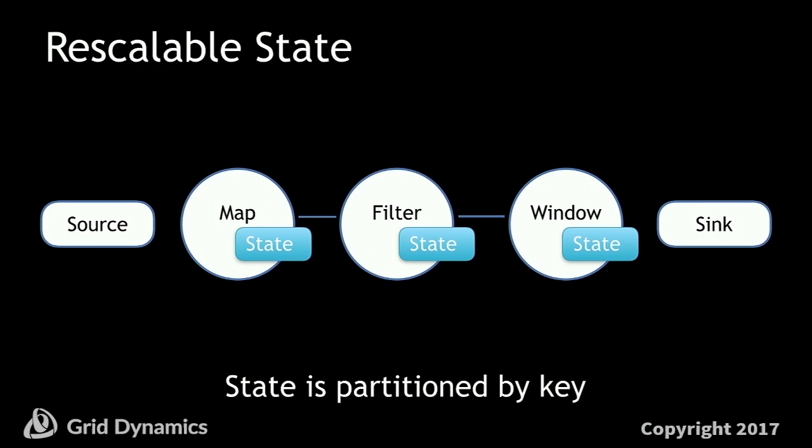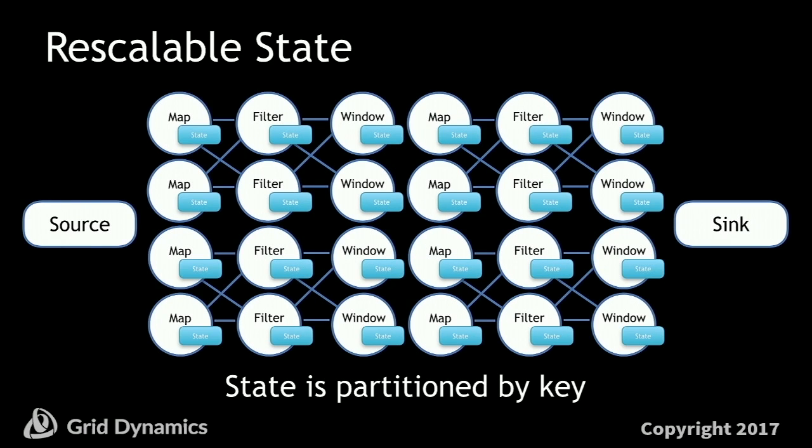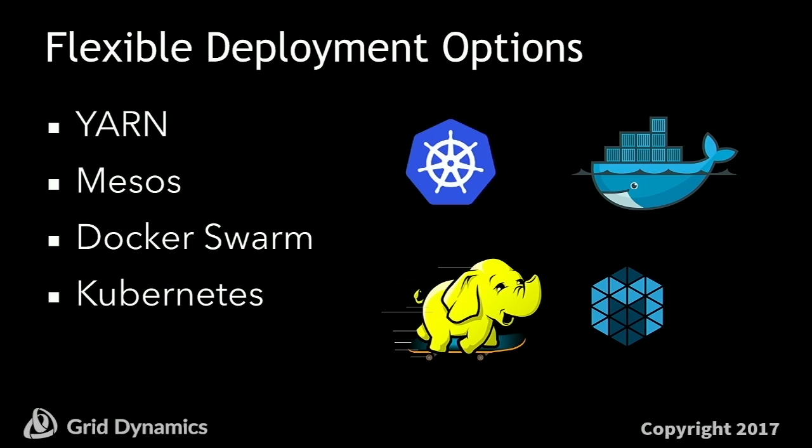Other features, I'm going to skip. Rescalable state in Flink is a thing, so you can scale up and down. It'll repartition your state and everything. So even though you have stateful applications, it takes care of all of that. That's new in 1.2. Skipping through this stuff really quickly.